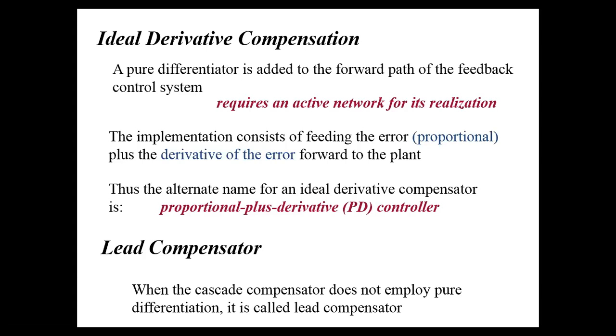Further, differentiation is a noisy process. Although the level of noise is low, the frequency of the noise is high compared to the signal. Thus, differentiating high-frequency noise yields a large unwanted signal. The second technique does not use pure differentiation. Instead, it approximates differentiation with a passive network by adding a zero and a more distant pole to the forward path transfer function. The zero approximates pure differentiation as described previously.